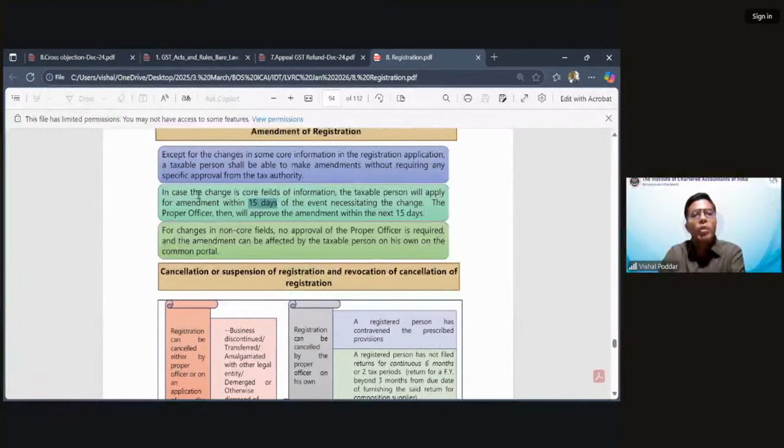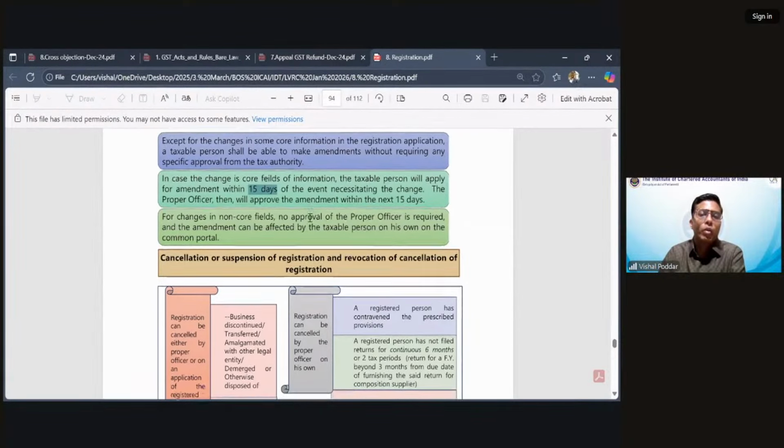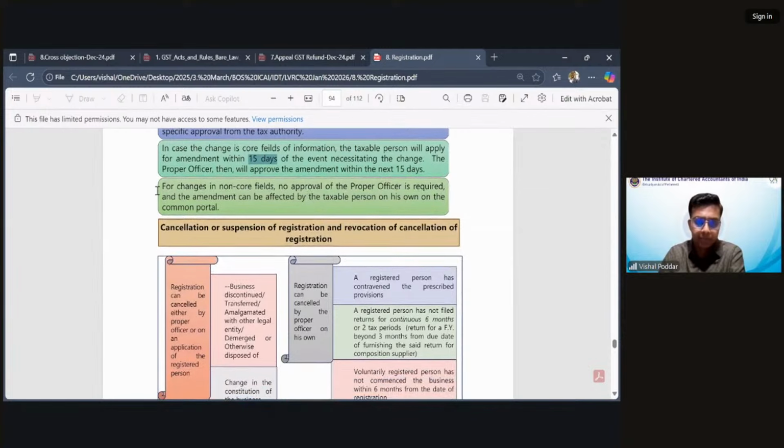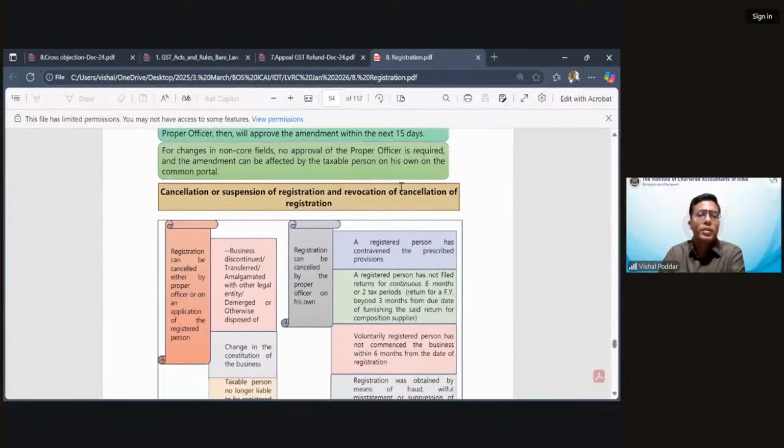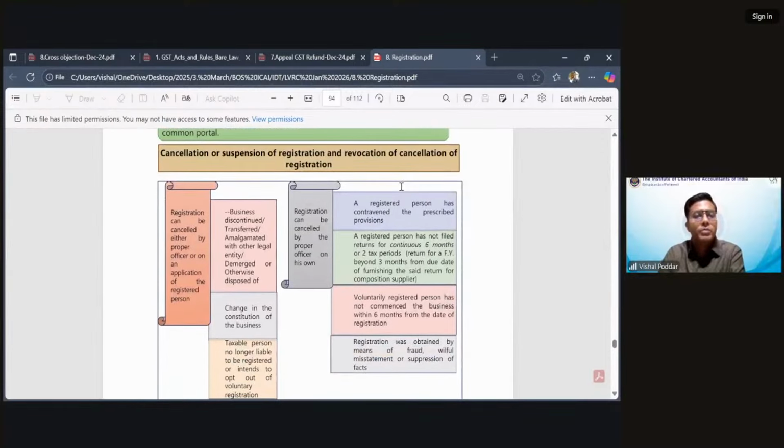That is, it will not go to the officer for any check or approval. But if you are making change in the core field, then your application for amendment will be going to the proper officer, and the proper officer will then check and will decide to approve or disapprove again in next 15 days. For change in non-core field, no approval of proper officer is required. Then comes the last part, which is cancellation or suspension.